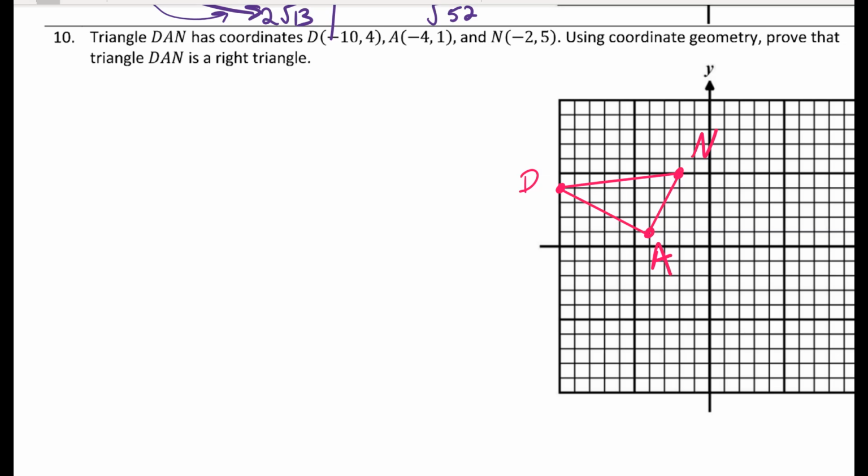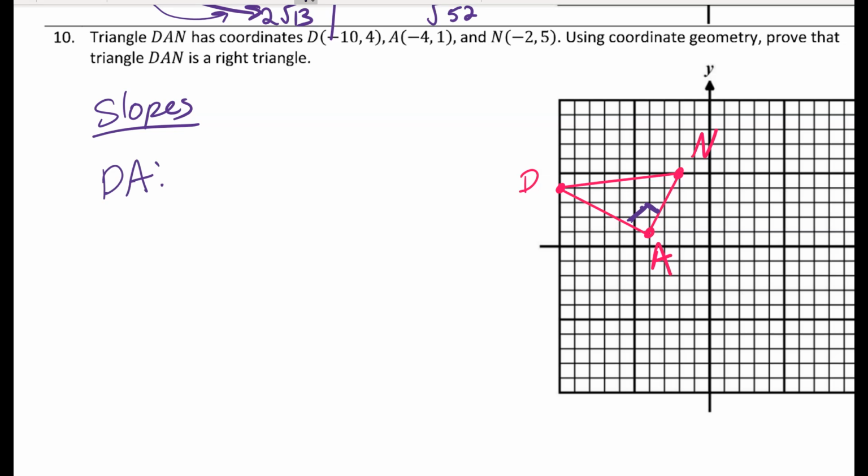Triangle DAN has those coordinates. Using coordinate geometry, prove that DAN is a right triangle. Well, in order to prove that something's a right triangle, I'm going to need to, at some point, assert that it has one right angle. So the way I'm going to do this is by using the slopes and looking for perpendicular lines.